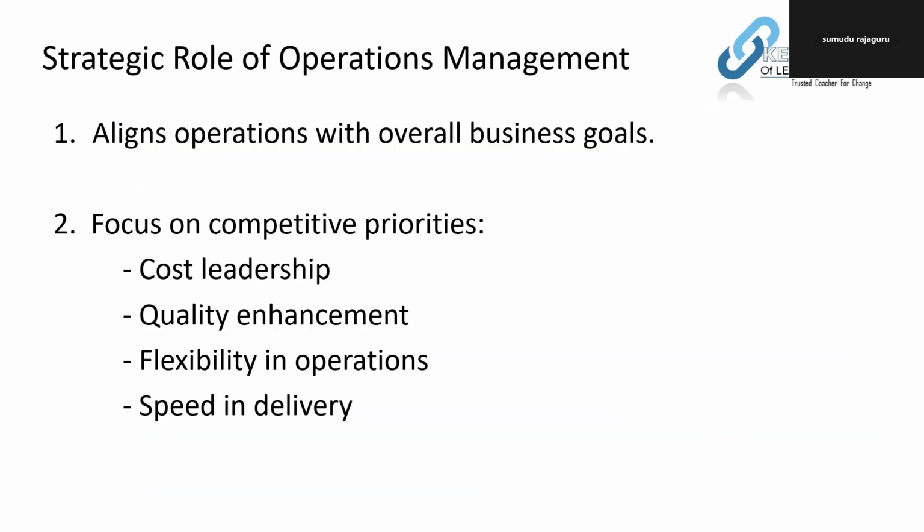When we talk about the strategic role of operation management, the first is to align operations with overall business goals. Operation goals and business goals can't differ, so whatever the operation goals, we have to align them with the business goals. That is one strategic role of operation management. Next, focus on competitive priorities. People engaged in operation management have to think about cost leadership, quality enhancement, flexibility in operations, and speed in delivery.